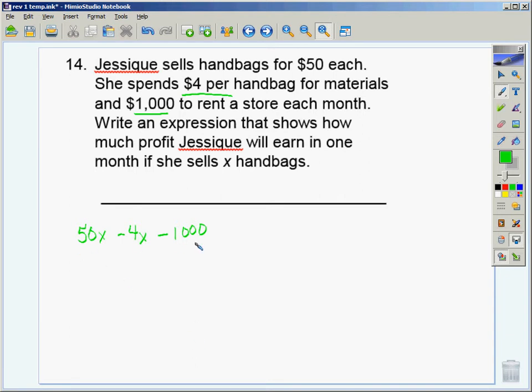This is certainly one expression that you could have written. The other thing that you could have done is you could have taken 50 minus 4 to start with to find out that she's going to make $46 on each bag. So you could have written 46 times x, that's the profit, minus the $1,000 that she's paying for rent. Either one of those would have worked. By the way, what is 50x minus 4x? 46x, and either is going to come out the same.